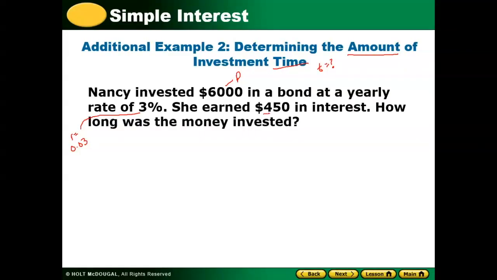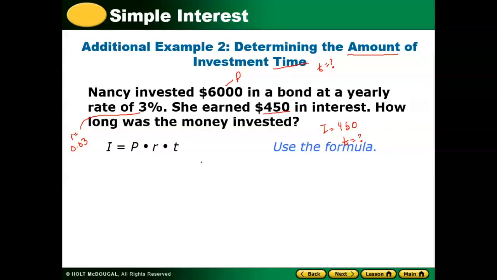She earned $450 in interest. How long was the money invested? So how long did she actually invest it? We know she makes this amount yearly, but how long was the money sitting in that account for?